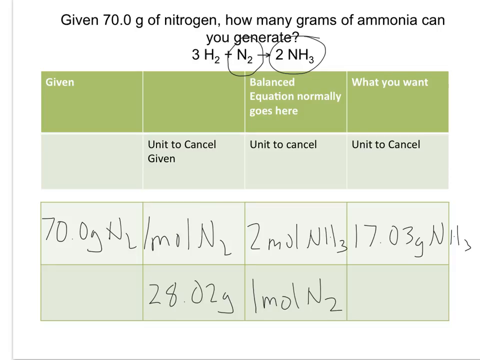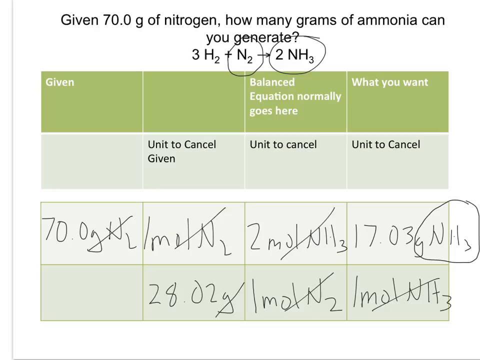Then what's going to happen is I need to have 1 mole of ammonia down here. Finish this out. I know I set this up right because I'm going to end up with grams of ammonia. And everything, as always, should cancel diagonally on the T chart. So in my calculator, I'm going to input 70.0 grams. I'm going to divide by 28.02. I'm going to multiply that answer by 2 and then multiply it by 17.03. When I do that, the answer I get is 85.1 grams of ammonia.